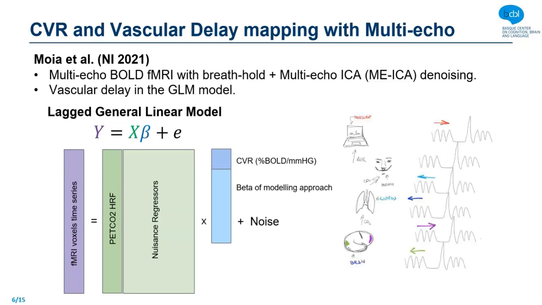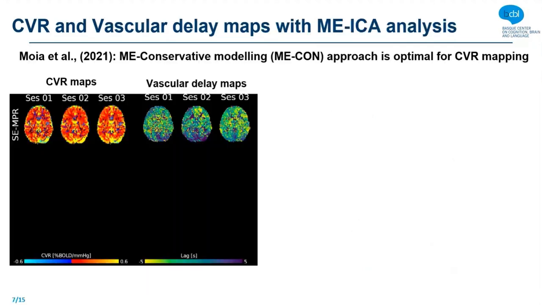There can be a transit delay between the measurements. There can also be a delay in the signal between the vascular transit and the vasodilatory response. To take this into account, we use a lagged general linear model. They shifted the PETCO2 HRF 60 times to take this into account.